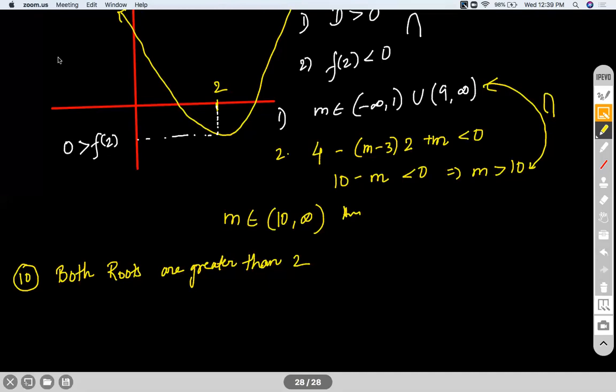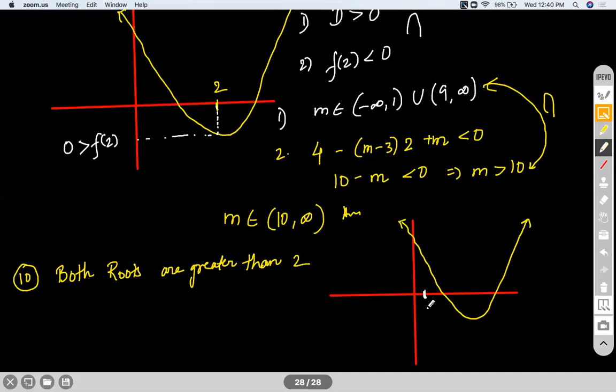So does that mean f of 2 does not exist? No, it doesn't mean that. It can exist. Both roots are greater than... Oh yeah, got it. F of 2 greater than 0. Minus infinity to 1, 9 to infinity, and f of 2, so 10 minus m greater than 0, so m less than 10. Then 1, 9, 10, so minus infinity to 1, 9 to infinity and less than 10.